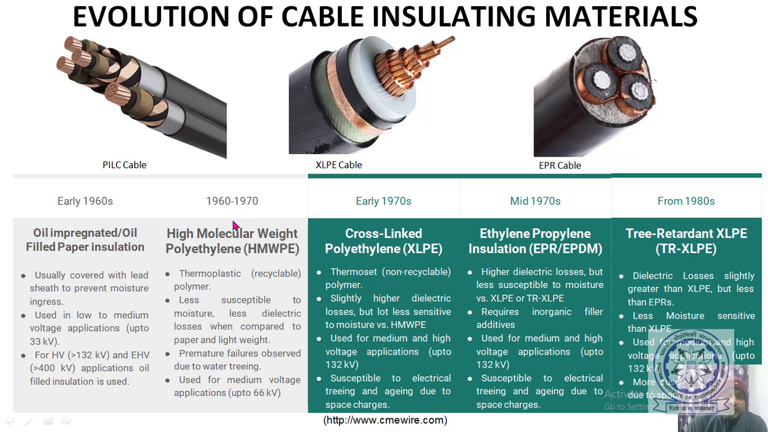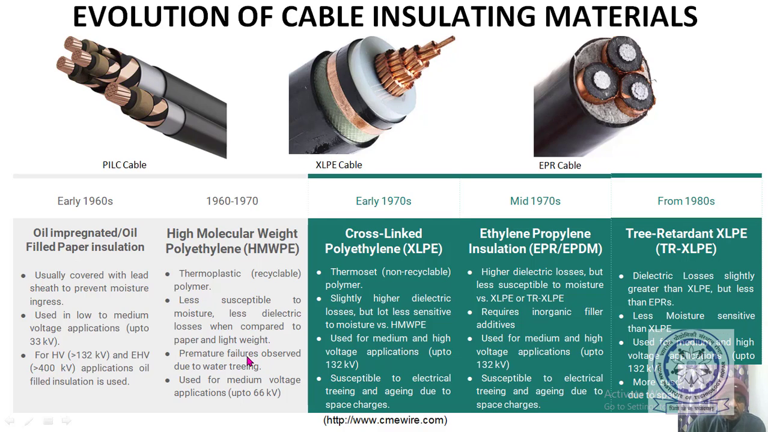And in the 1960s and 70s, high molecular weight polyethylene came into picture. Here, this is a thermoplastic insulation, which means it can be recyclable. It can again be used for some other purposes. It is also less susceptible to moisture compared to paper, has less dielectric losses when compared to paper insulation, and is lightweight. But premature failures were observed due to water treeing.